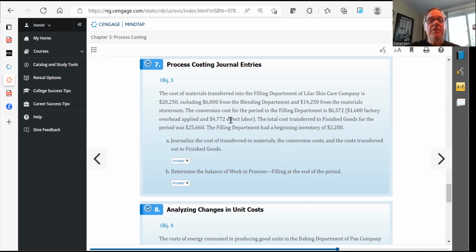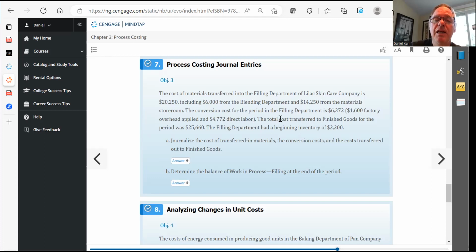So we're going to have to be debiting work in process for the $20,250 of materials, and we're going to have to end up crediting the cost transferred in from the blending department and the materials from the storeroom. And I'll show you the journal entries in a moment for that. The conversion cost of this period is $6,372, including factory overhead applied and $4,772 in direct labor.